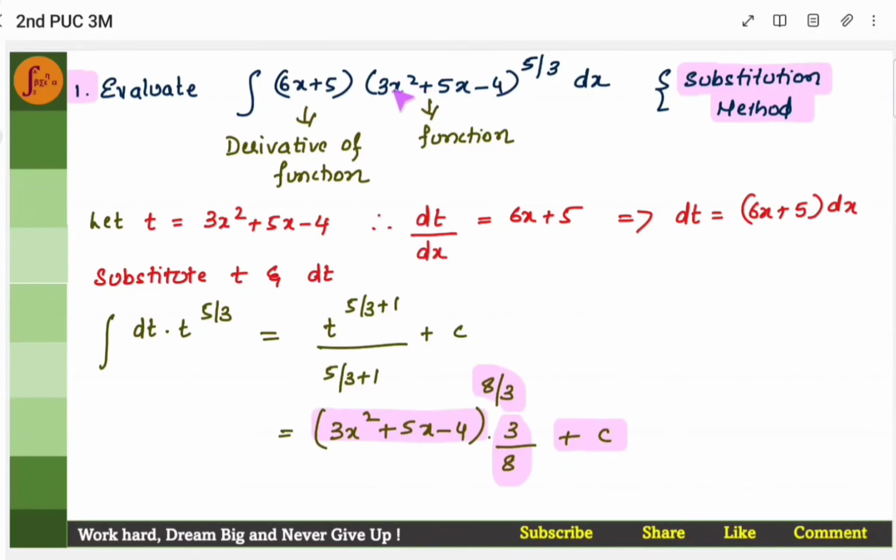What is the derivative of 3x square? 6x. Derivative of 5x is 5. 6x plus 5. So derivative is present here. Function is here. So when both are there, what do? Substitution method. Now you substitute the function as t and you differentiate this function, right?